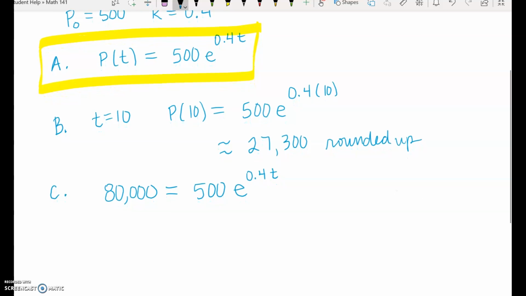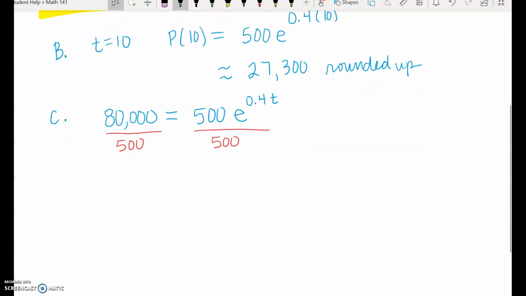So this uses the examples that we had in the previous videos. We want to isolate the exponent before we take the log of both sides. So the first thing that I'll do is I'll divide both sides by 500. So that'll give me 160 equals e to the 0.4t. Now we can take the natural log of both sides. We want to use the natural log because we've got an e as our base.